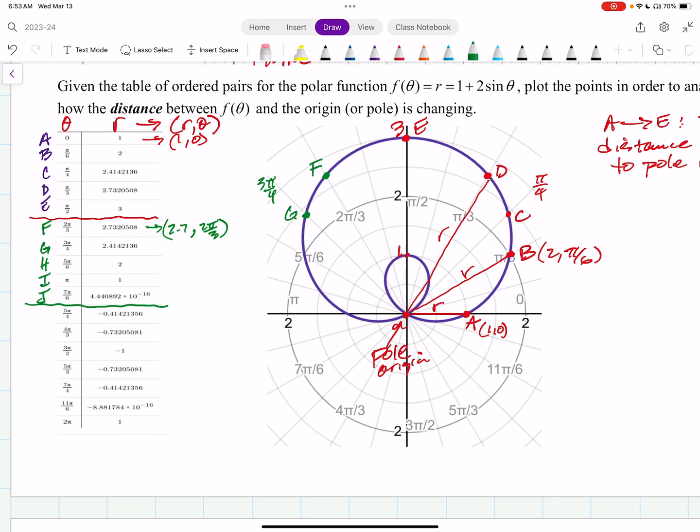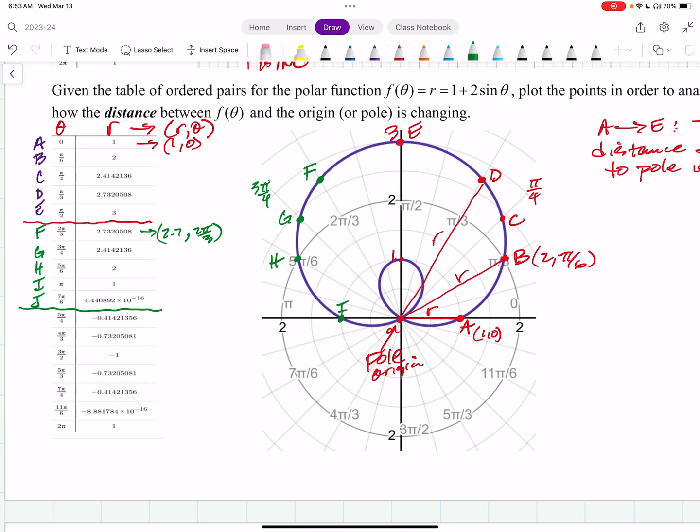And then H. H is at 2 comma 5 pi 6. That's got to be H right here. And then 1 comma pi. That's got to be here at I. So there's I. And then J. Okay, what is this crazy number that decimals produced?